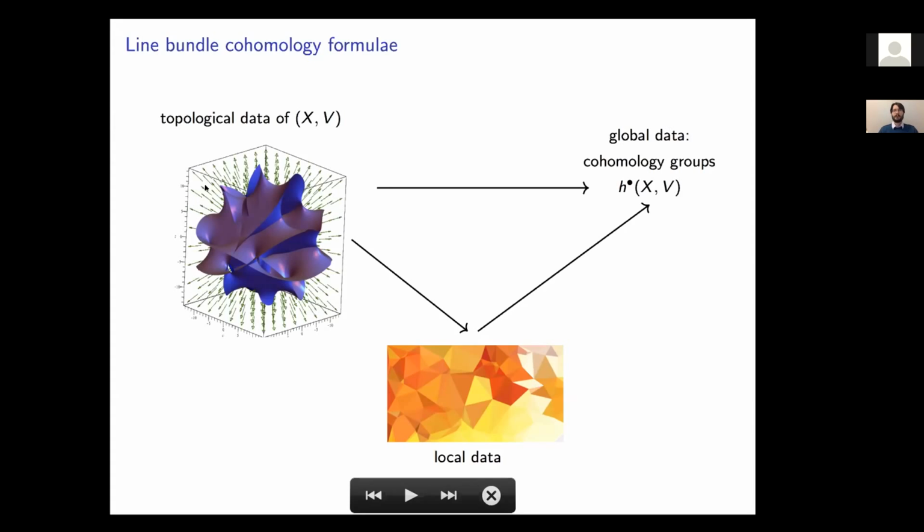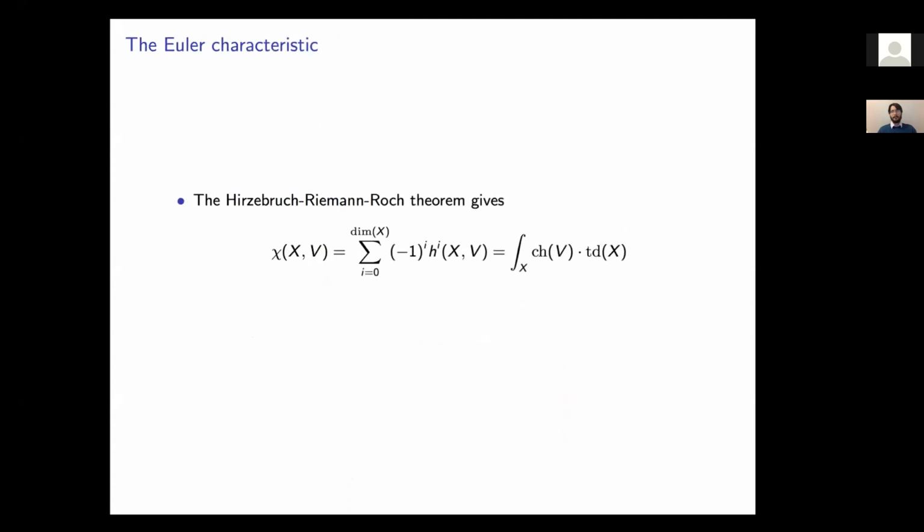So what I'm trying to do is to operate at this level. So to ask the question, is there a direct arrow between topological data of X and V and other topological data of X and V, which are these cohomology groups? And the answer is yes, at least in the cases that we are interested in. Okay, so let me give an example which is very familiar of a topological formula. If you compute the alternating sum of cohomology groups, which is the Euler characteristic of the bundle, then this can be expressed as an integral over the manifold of certain characteristic classes of V and X.